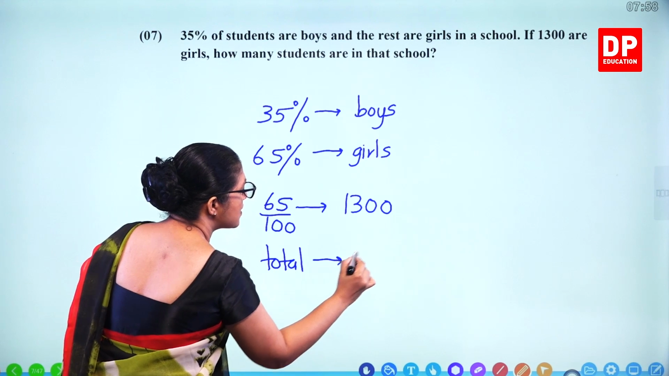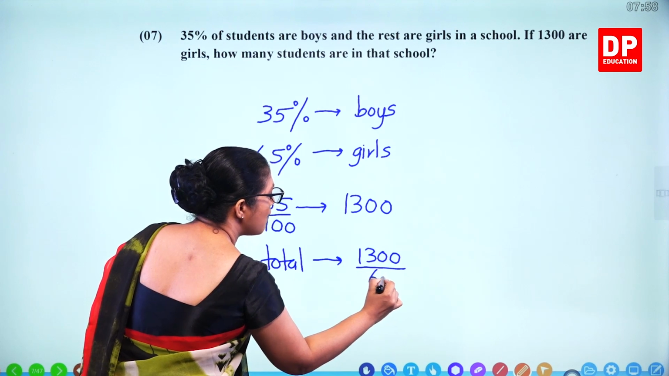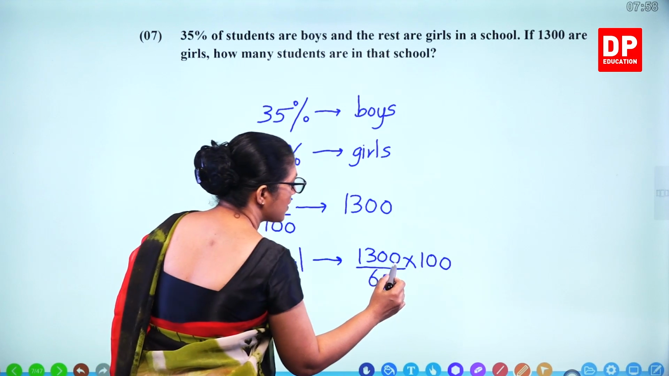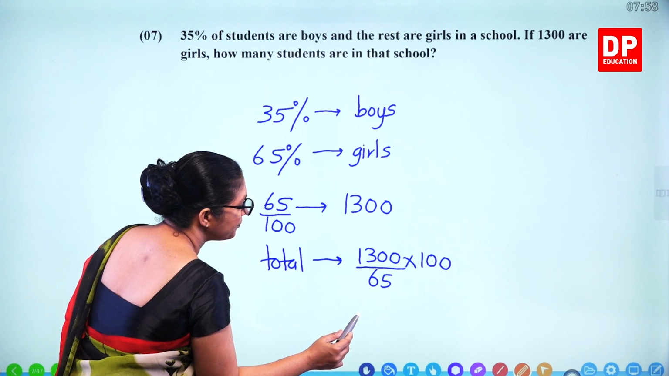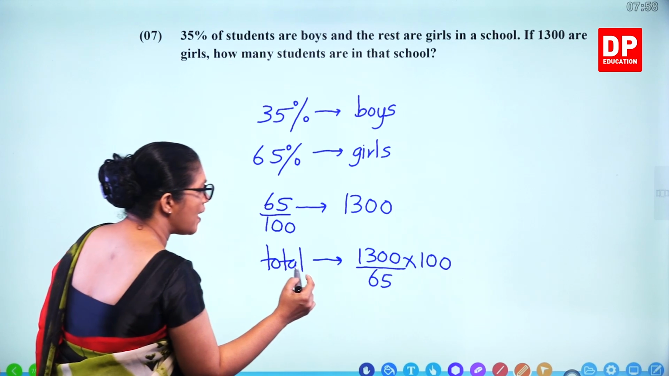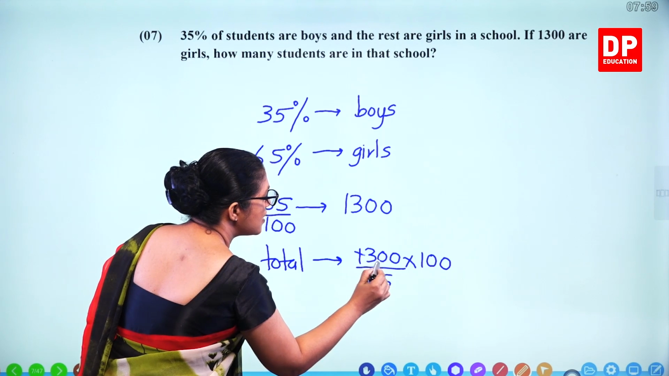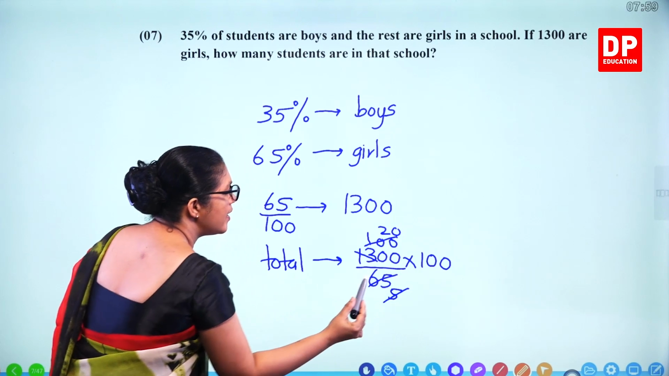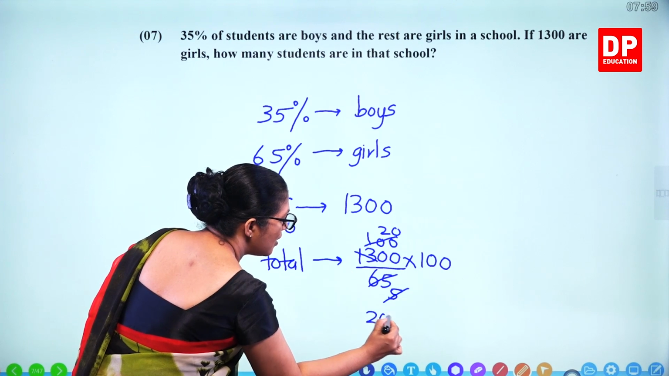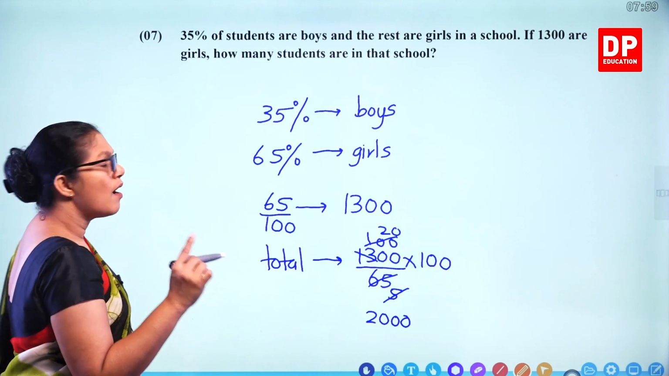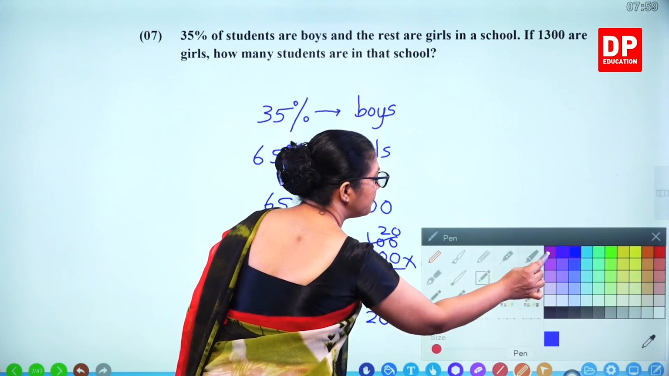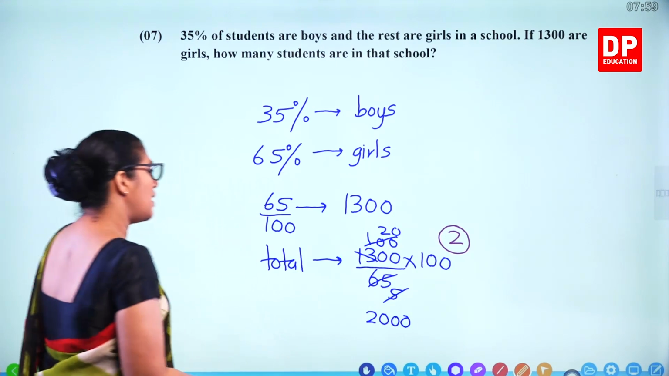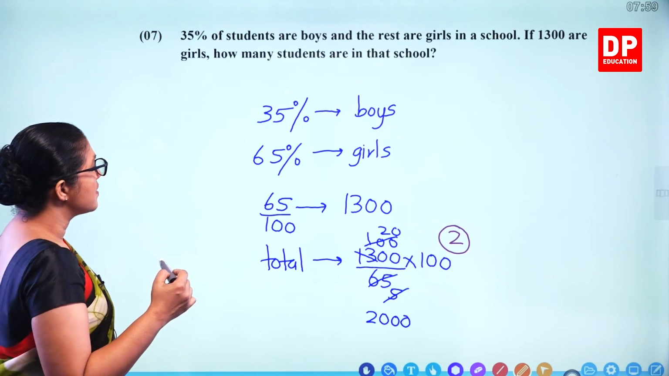So you have to find out. This is 65 parts. 1300, that's divided by 65 and multiplied by 100. That's full parts. So here what you get? 13 times 5 is this. So 13 times 1, 13 times 5, so 5 times 20. So 20 times 100, 2000 students are all together. So 2 marks for that. So you can spend only 2 minutes maximum, and then 10 minutes you can spend for checking your answers.